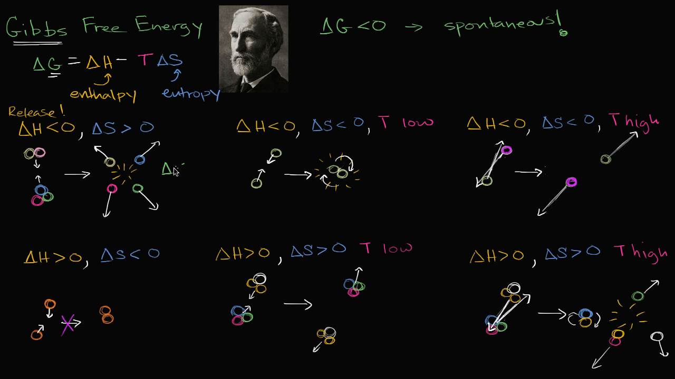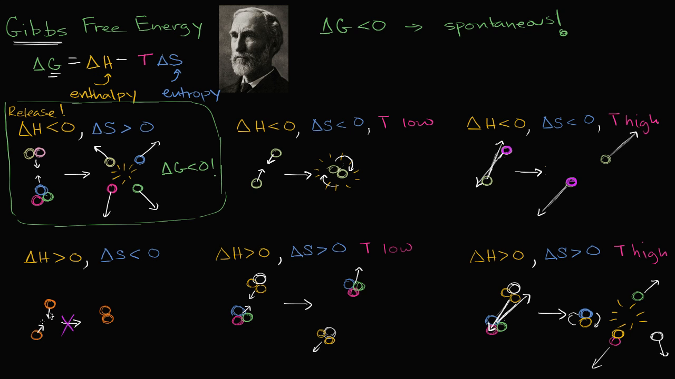Delta G is less than 0. So this one over here, I'm going to make all the spontaneous ones, I'm going to square them off in this green color. Now what about this one down here? This one down here, delta H is greater than 0. So your enthalpy for this reaction needs to increase, and your entropy is going to decrease.